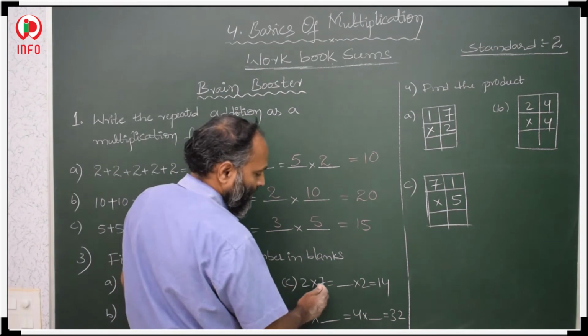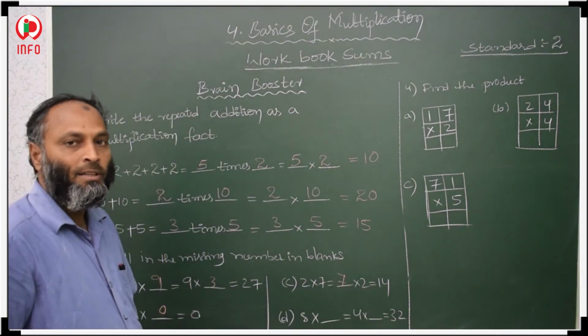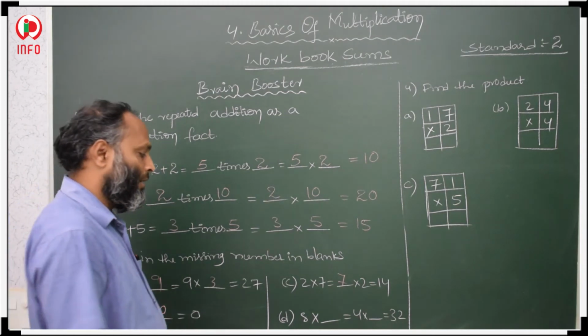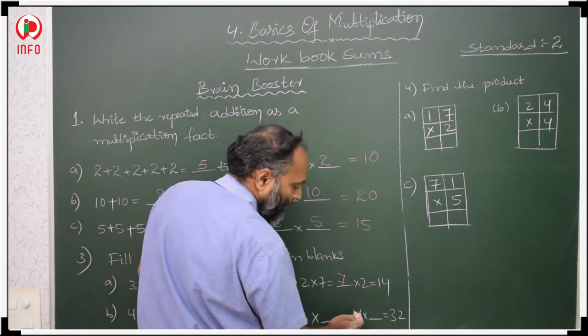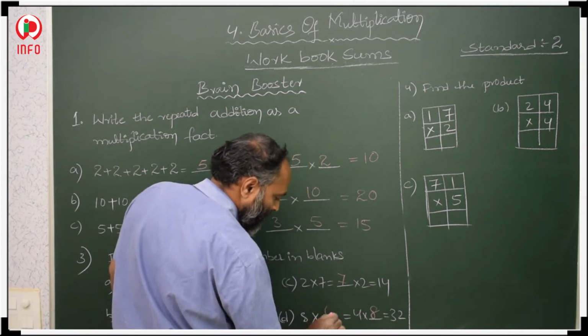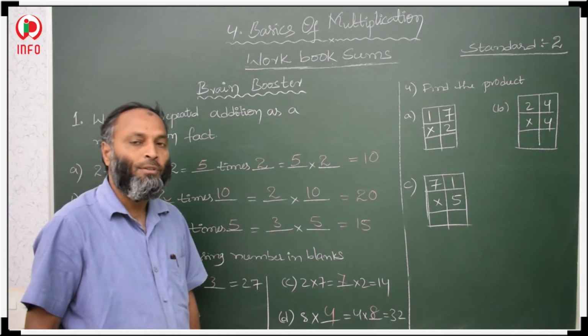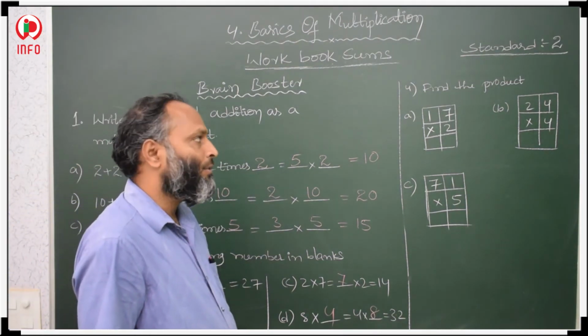Then 2 7s are 14, and 7 2s are 14. Both are equal to 14. And in the 8 and 4 table, when you multiply, you will get 32. 4 8s are 32, and 8 4s are 32. In this way we have to do.